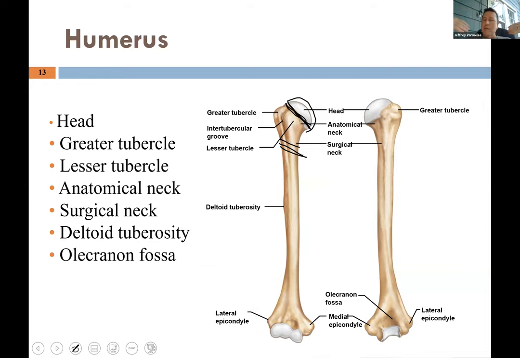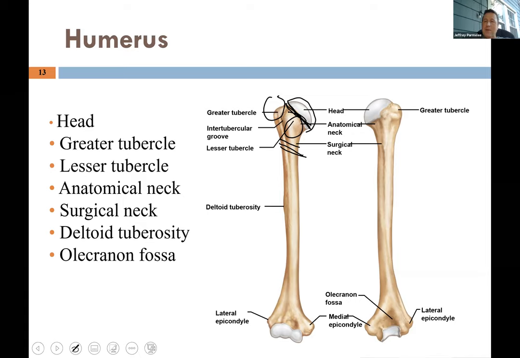And just beneath the head, you're going to have a greater tubercle and a lesser tubercle. And between them is a little intertubercular groove. And that's where muscle attachments will attach. And the long head of the biceps goes through that groove. And the short head just takes a shortcut to your coracoid process.